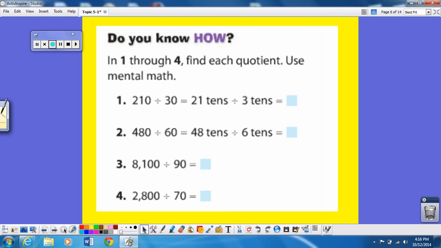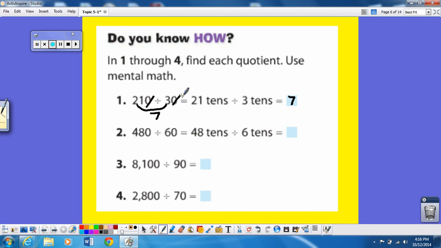Okay? In these problems, you're using the same thing, but you're breaking them down somewhat to see what the tens are. And it really makes it easy to understand how these work when you look at them in tens. 210 divided by 30 is the same exact thing as saying 21 tens divided by 3 tens. And we know the answer to that is just merely 7. If you wanted to double check, you could come right here and do 21 divided by 3 is 7.